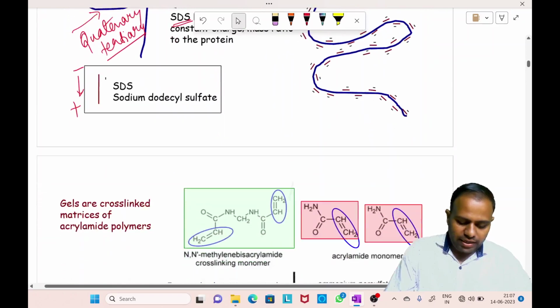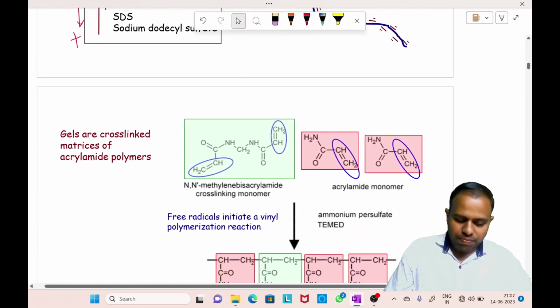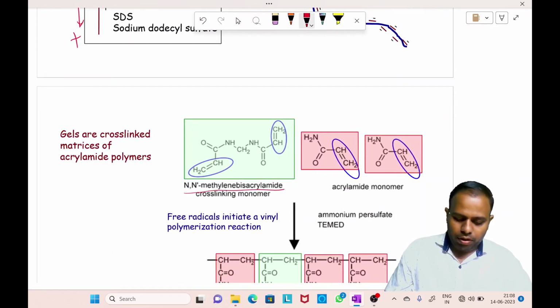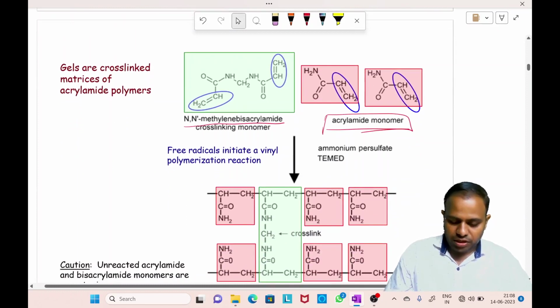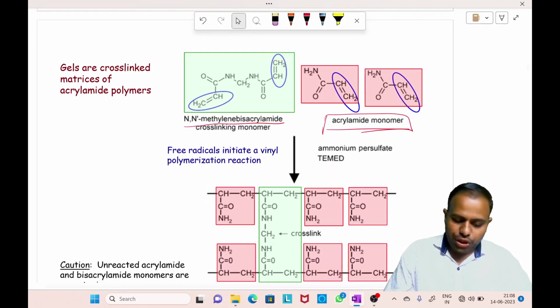Let's see the different cross-linking agents here. You can see the bisacrylamide monomer here, and this is the acrylamide monomer here. The structures shown here help in polymerization. You are using two different acrylamides. One is N,N'-methylene bisacrylamide, named so because of the presence of the methylene group. Then you can see the acrylamide structure here.